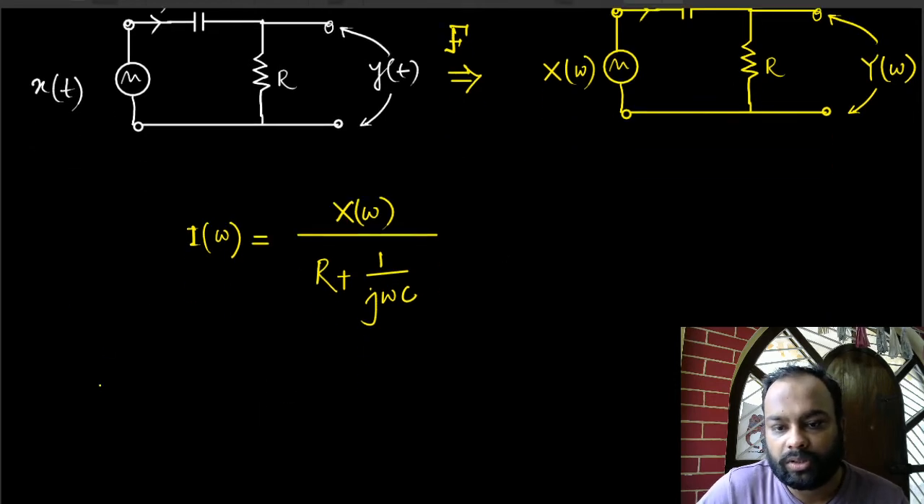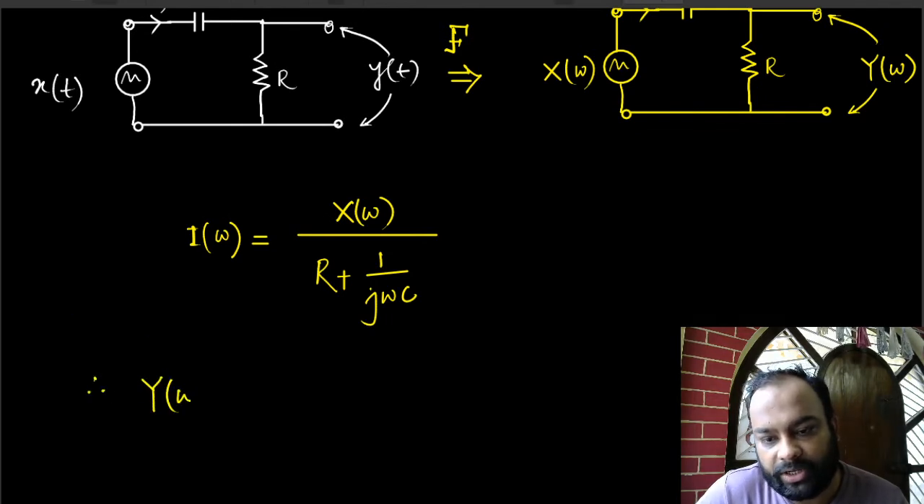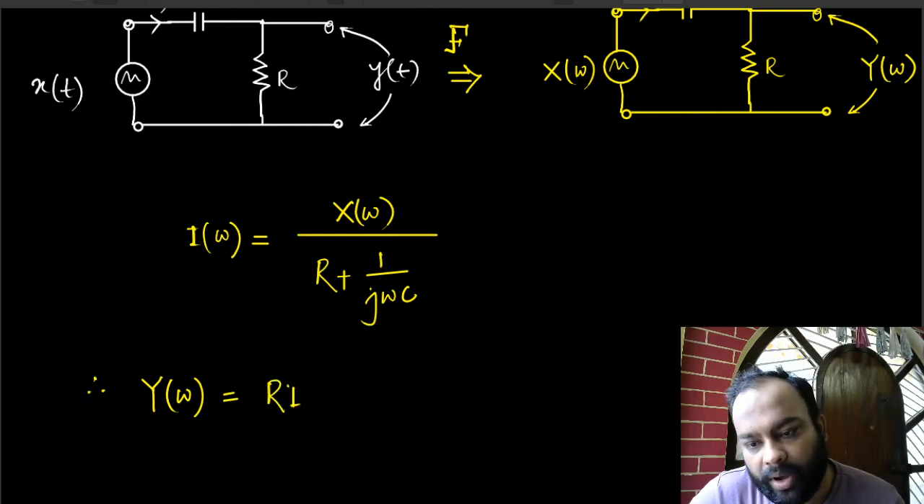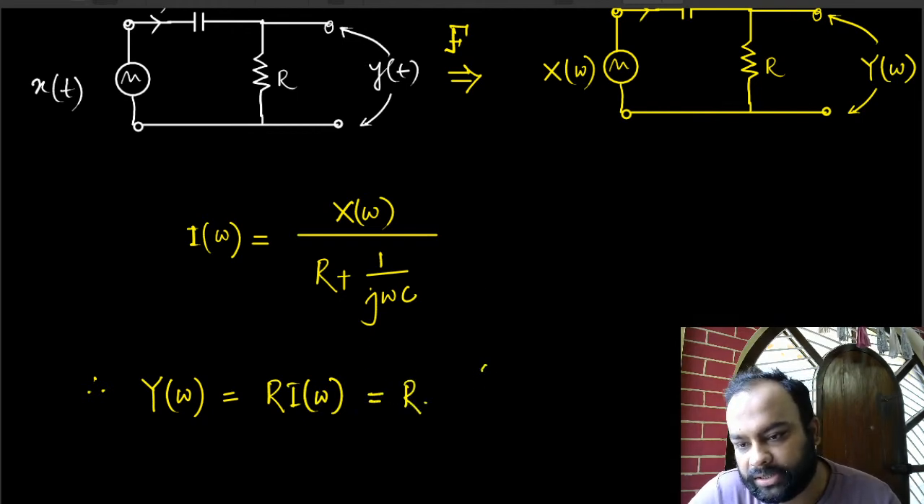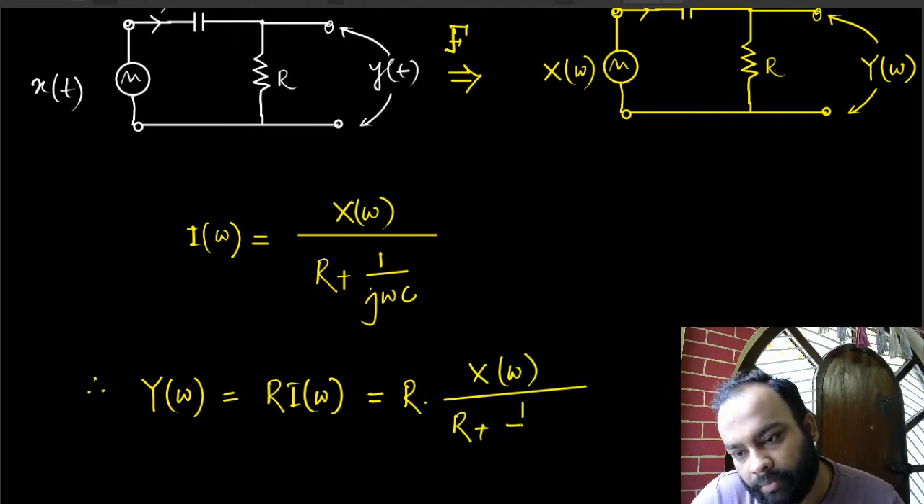So the voltage that appears across the resistor, which I denoted with Y(omega), would be R into I(omega), right? And R is just a constant. So R into I(omega) is X(omega) divided by R plus 1 by j omega C, multiplied by R.